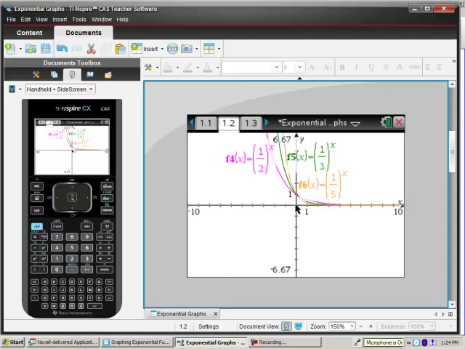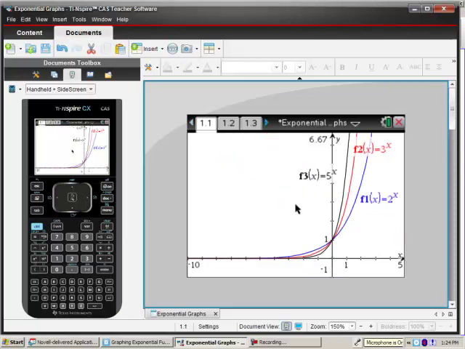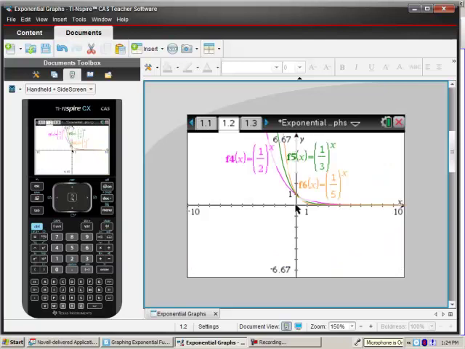Notice that they still go through that point 0, 1. This has an intercept at 0, 1, all three graphs. However, in this case, as x approaches infinity, they're all getting closer and closer to 0. f of x is approaching 0.